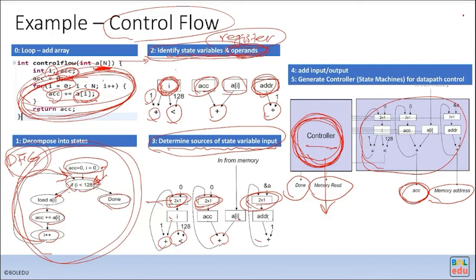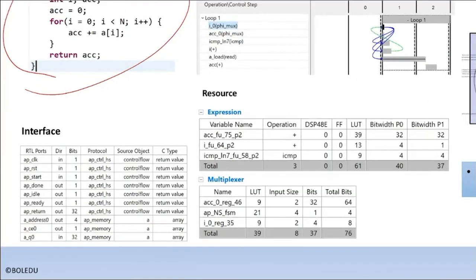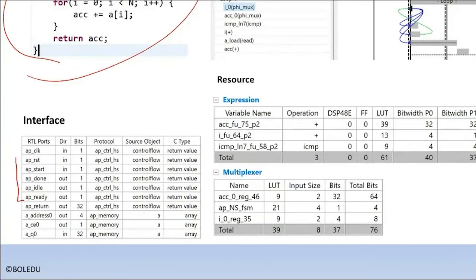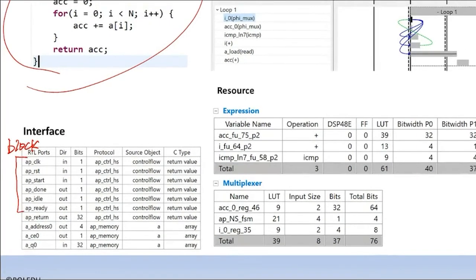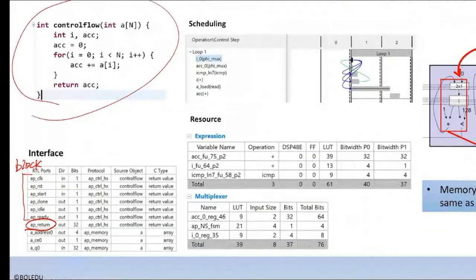So after you have this idea, let's take this code and go through Vivado HLS. You try to investigate the interface. First, for this part, that's a block level protocol, and you have a return because you return the ACC.